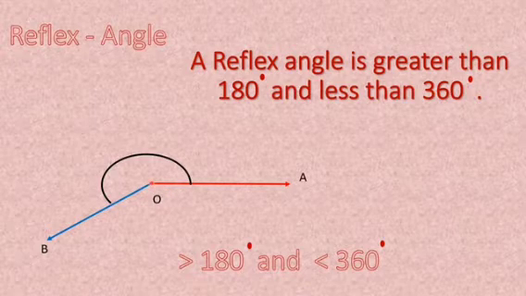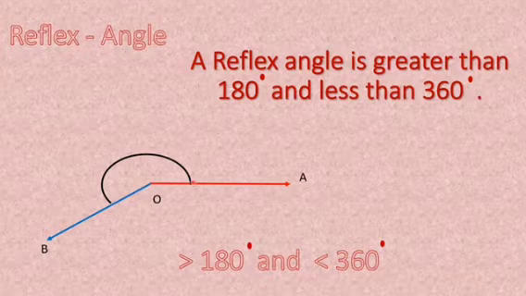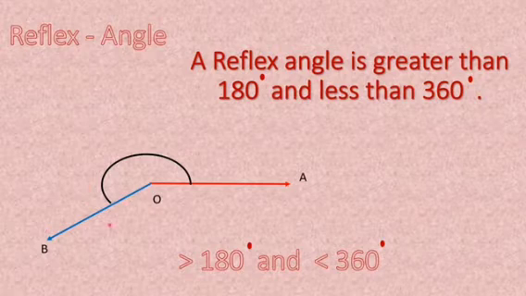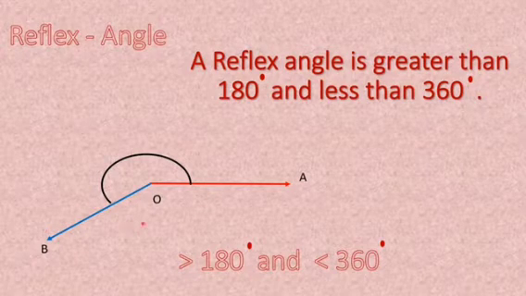Now what do we consider this as? A reflex angle is an angle that is formed when you get an angle which is greater than 180 degrees and less than 360 degrees. So an angle which is formed between 180 and 360 degrees is called a reflex angle. Did you all understand, children?